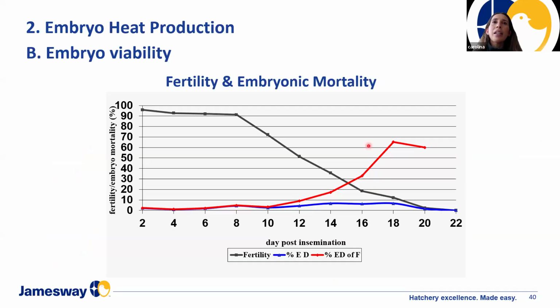So here we can see a study where we have fertility, which is the black line. We have embryo death, which is this one, and embryo death over fertility. So as we can see, as fertility drops, then we will have more embryo death.